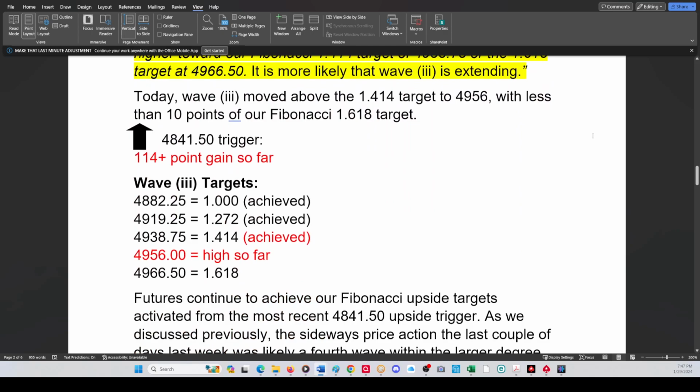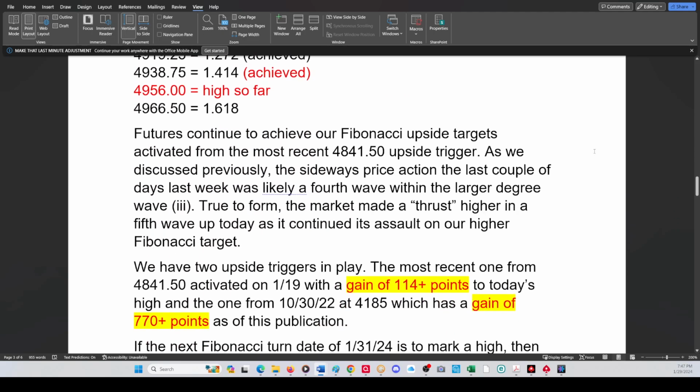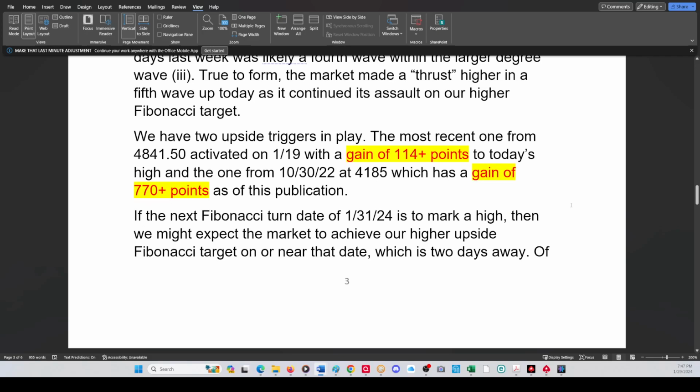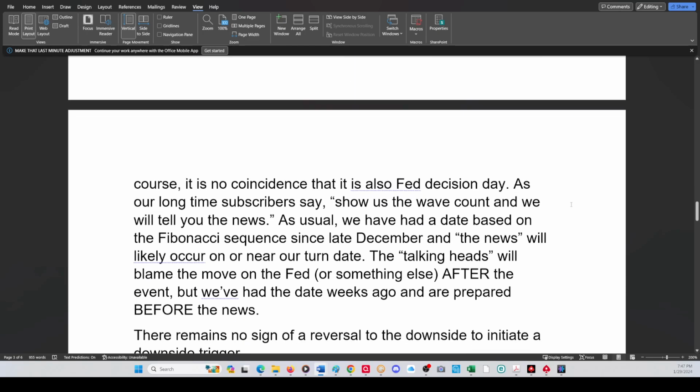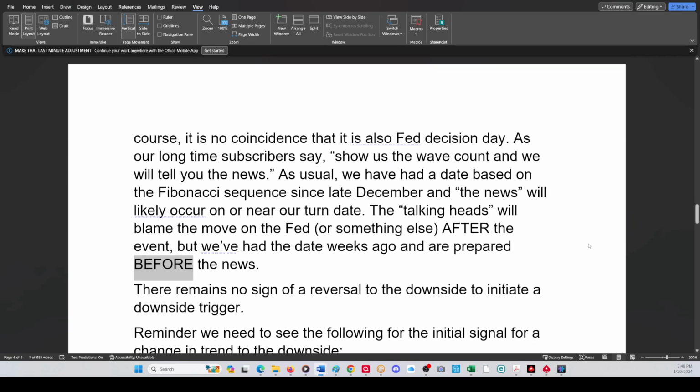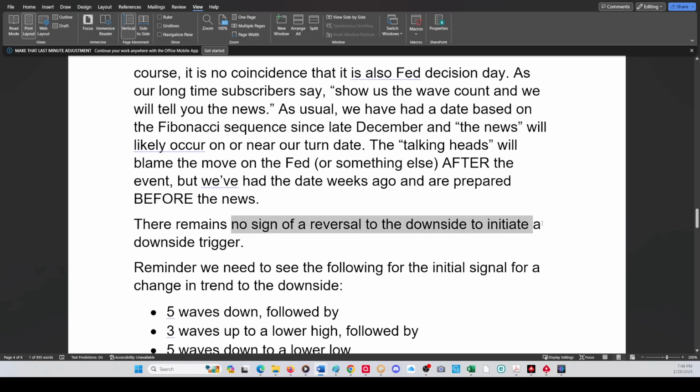So what we do at Woodson Wave is we look at turn dates and look for something to happen, instead of like most services or analysts on TV. Something happens, the market makes a big move, and then, like I said, a Fed announcement or a jobs report, they blame it on that after it happens. We're looking for a turn date before it happens, okay? So that's basically what this says right here. You know, we've had this turn date for quite a long time. Talking heads are waiting to move on something after the fact, and we've been looking at this turn date for a month, okay? Again, there's no sign of reversal to the downside.